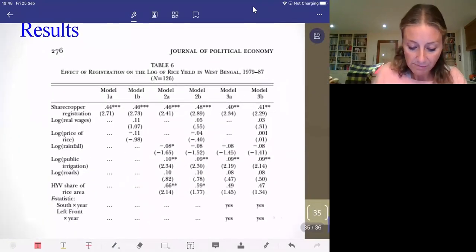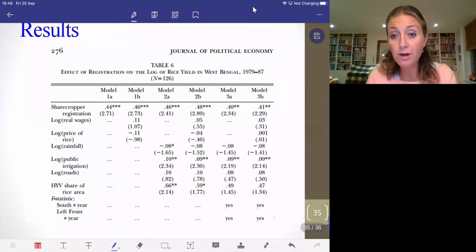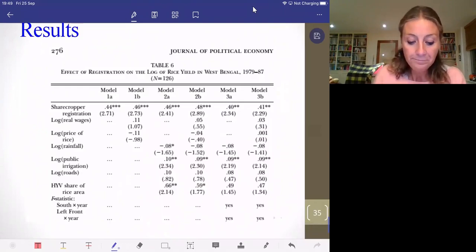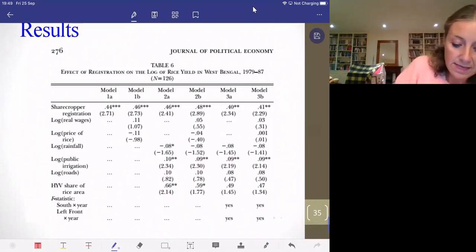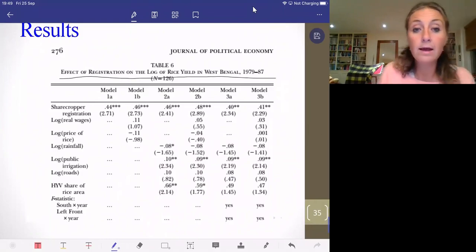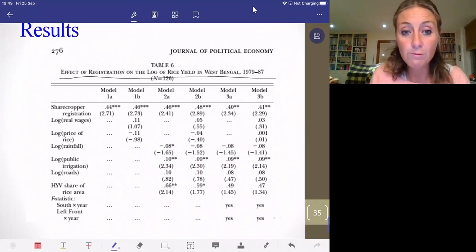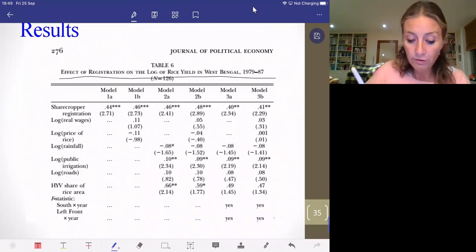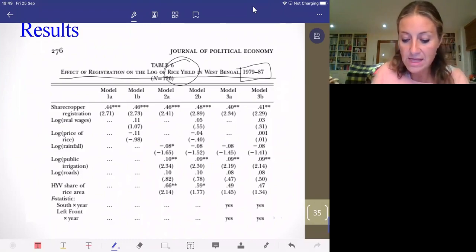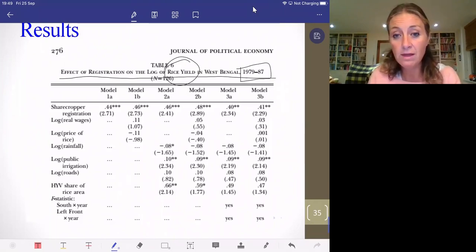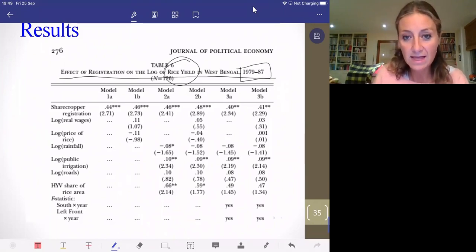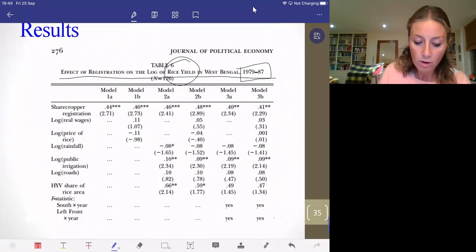And this table comes directly from the paper, one of the many that you will find. As you can see, the dependent variable is the effect of the registration on the log of rice yield in West Bengal between 1979 and 87, so a little less than 10 years. And what do we find?